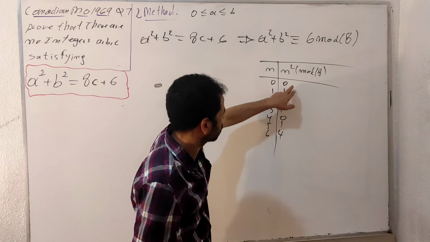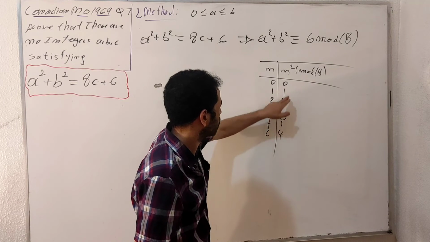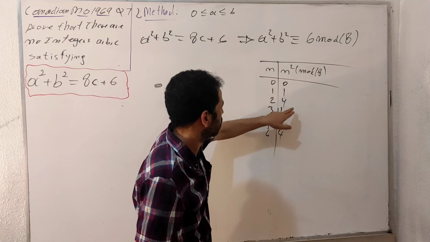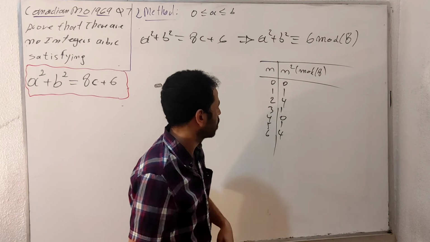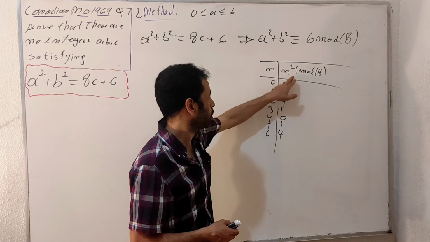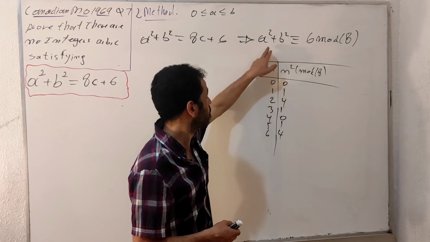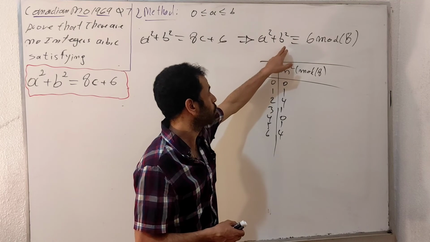So in the first chunk you have 0, 1, 4. In the second chunk you have 1, 0, 1, 4. That means you have only 0, 1, and 4 as the perfect squares mod 8. Okay? But we are not looking for the perfect square. We are looking for the sum of two perfect squares.